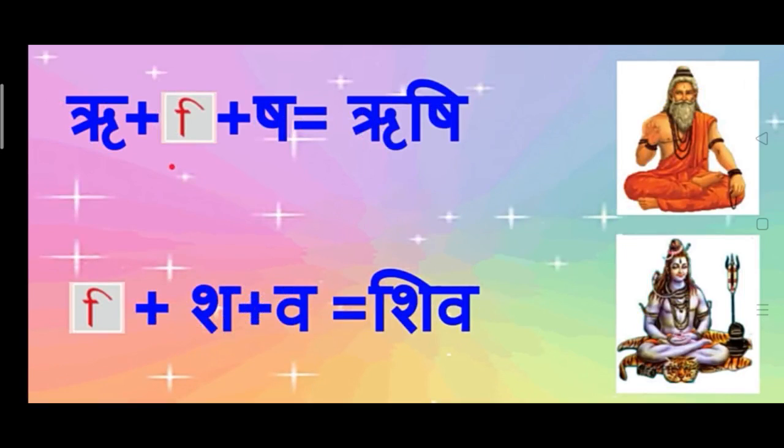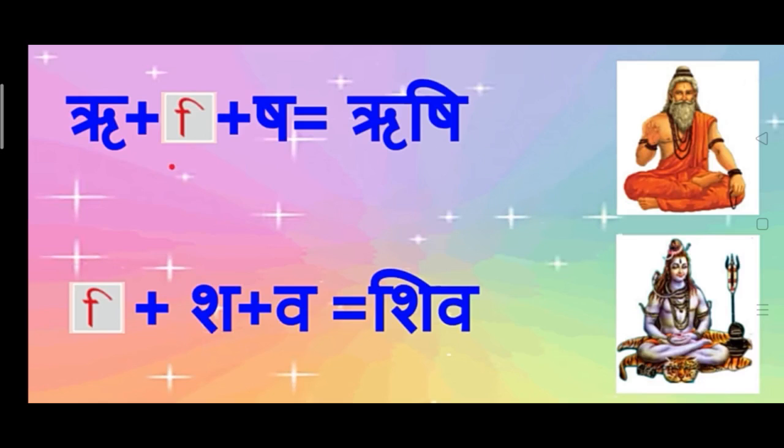Okay. Next we are going to study E ki matra. Two words are there. In the screen you can see. Right? R plus E ki matra symbol plus sha. What is that? Rishi. Okay. R plus short E ki matra symbol plus sha. What is that? Rishi. Understand everyone? Yes. Below.